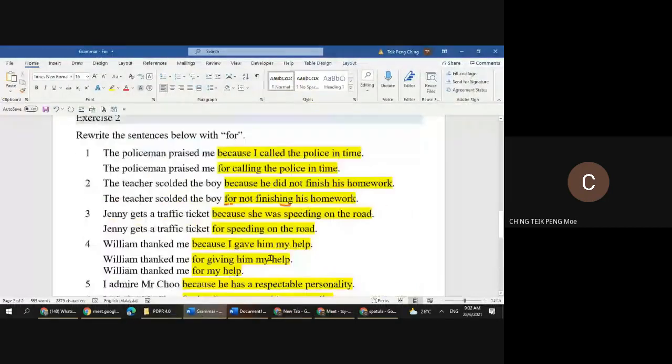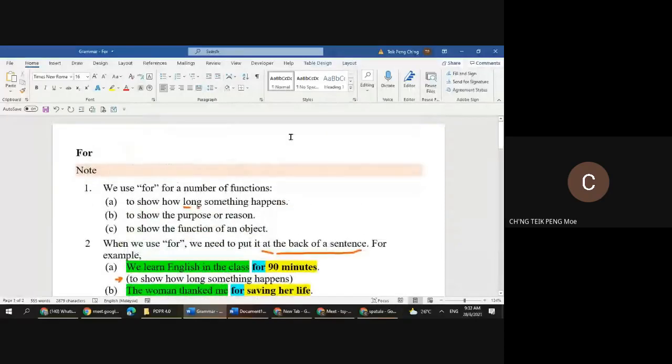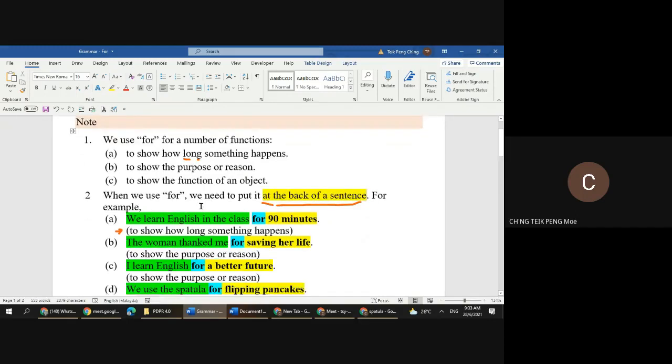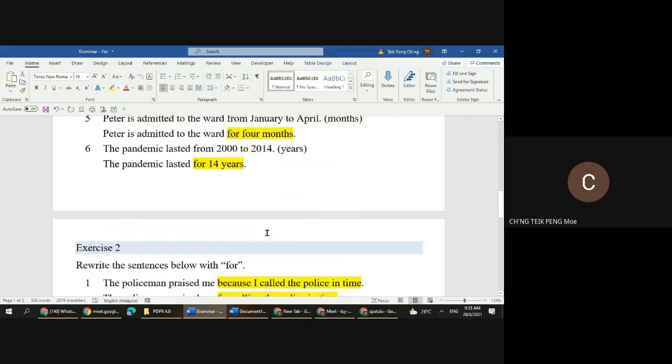And then for this handout, for this grammar lesson, what have we learned? We have learned how to use for. For in general, ada 3 kegunaan. To show how long something happens, to show the purpose or reason, or to show the function of an object. And then when we want to use for, we have to put it at the back of a sentence. Lastly, you have to remember the pattern. Selepas for, you boleh letak kata nama, noun, atau verb kata kerja dengan ing. Alright? So any problem here?